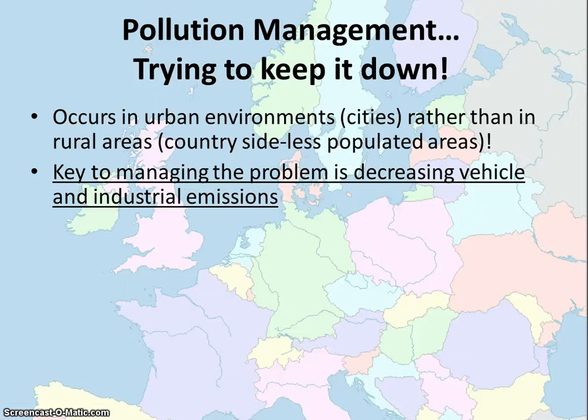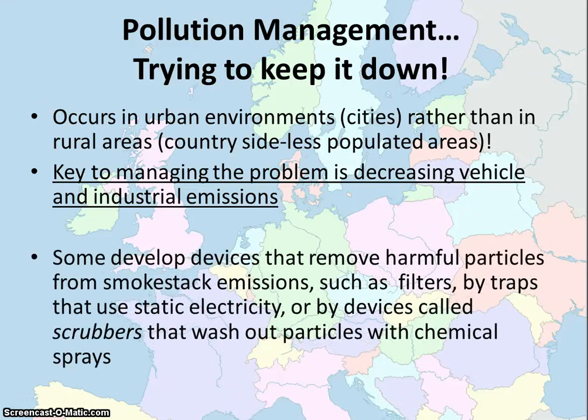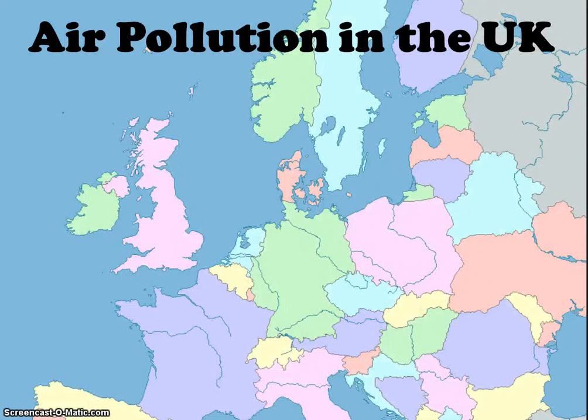And the additional big issue is industrial factories and the emissions that those factories cause. Some developed devices help, and they are contained within the factories that are regulated, but they help remove those harmful particles from smokestacks. They basically function like filters and traps and prevent those gases from entering the air. They also have a second device that can, in essence, scrub or wash out the particles with chemical sprays.